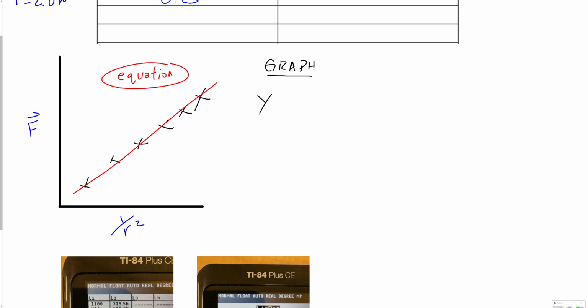Y equals mx plus b. Your calculator calls it ax plus b, but same thing, right? Y is equal to mx plus b. Now the good news is the y-intercept here, b, will be small enough that we'll be able to ignore that. So we'll just call it y is equal to mx.